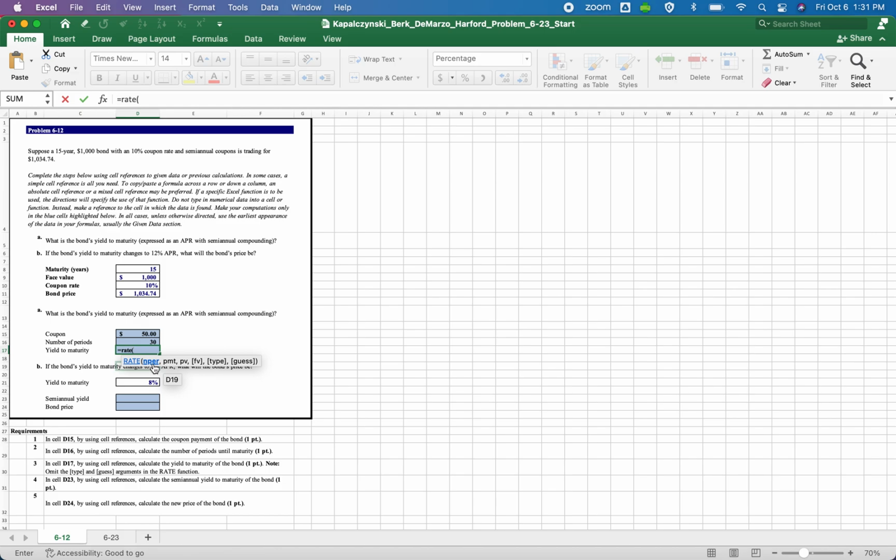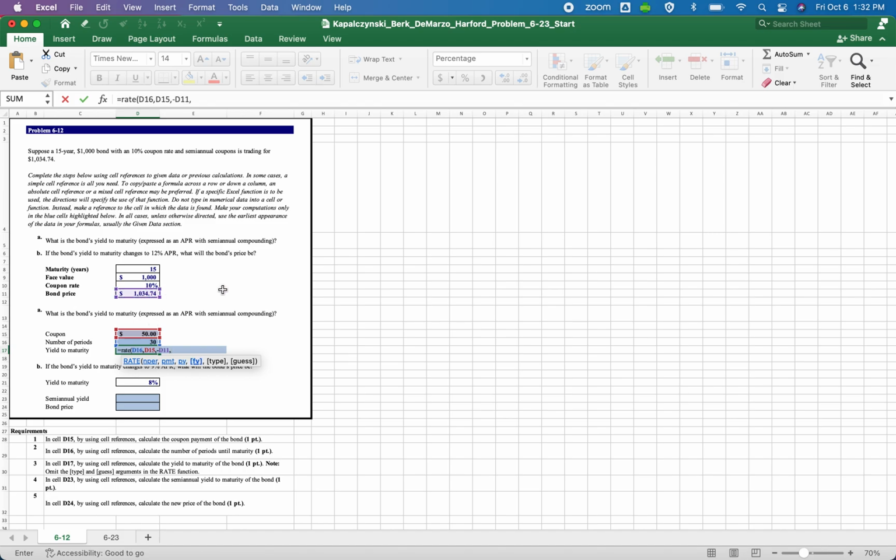You can click on each of these highlighted variables, and a help window will open up that explains them. Here I will explain them to you. The NPER is the number of payments. So the number of payments or number of periods is 30. My payment is 50. My present value is going to be the negative price.